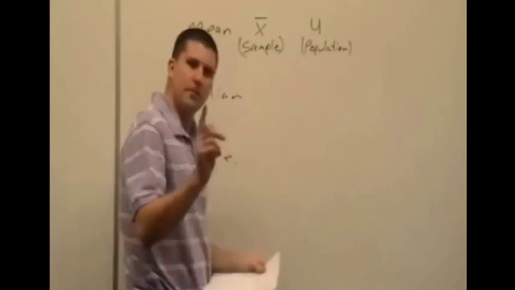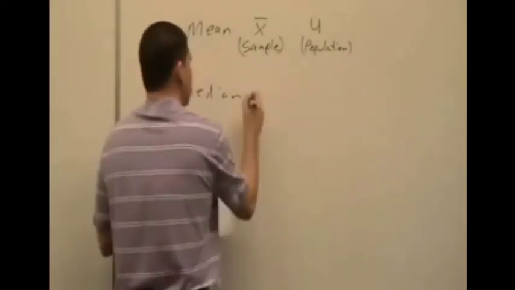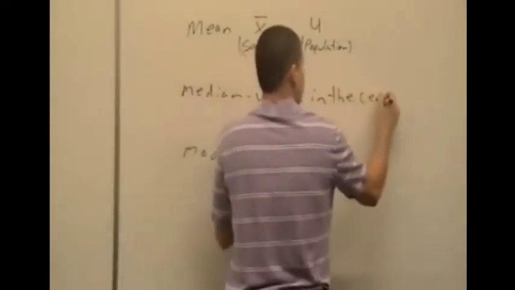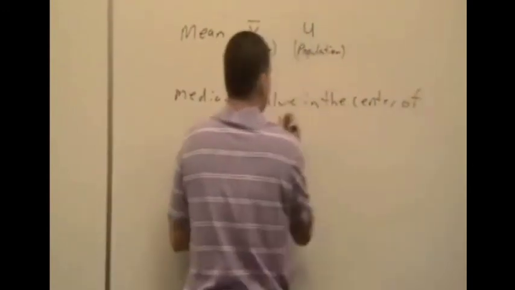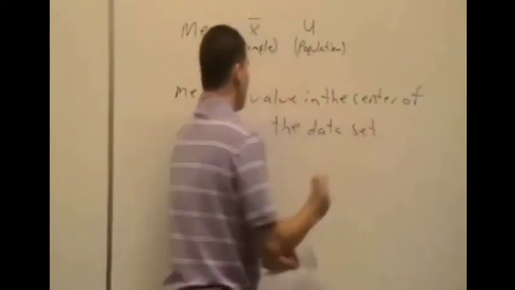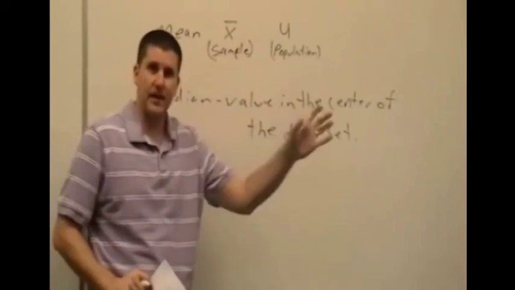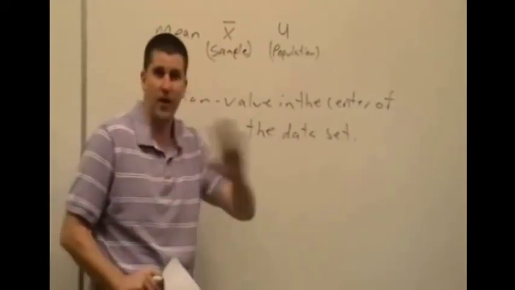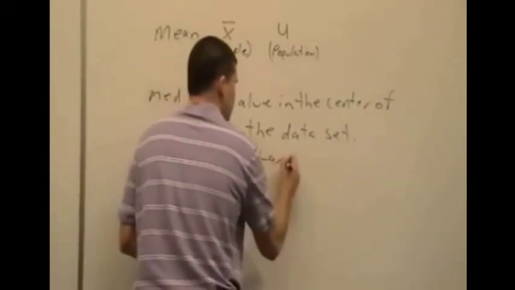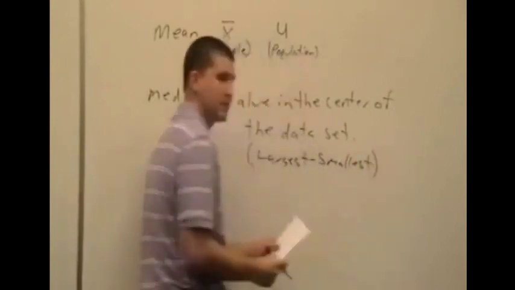The median is the value right in the middle, the value in the center of the data set. With the median, it's important to note that we are going to order the data set from largest to smallest, or smallest to largest. It doesn't matter, but you've got to put them in numerical order. We'll go through some problems. You'll see what I mean here shortly.